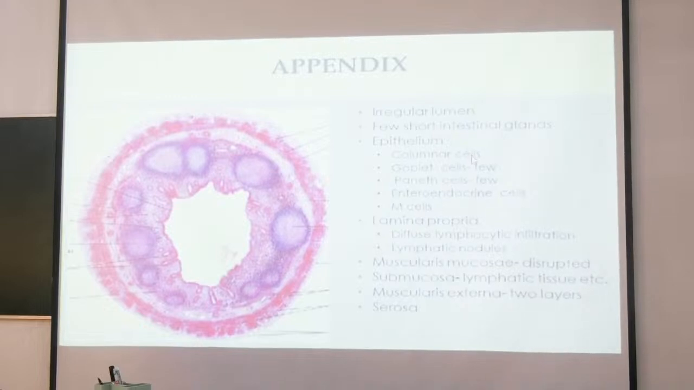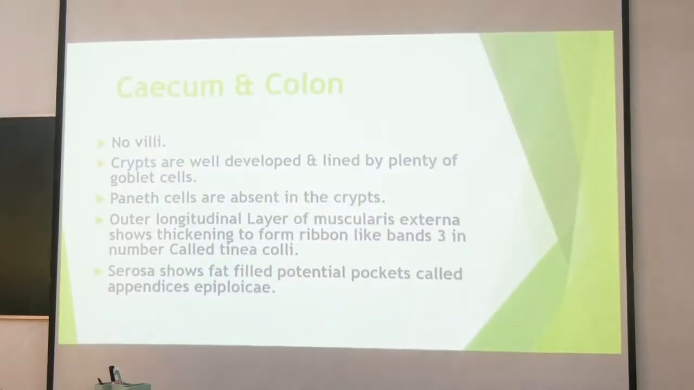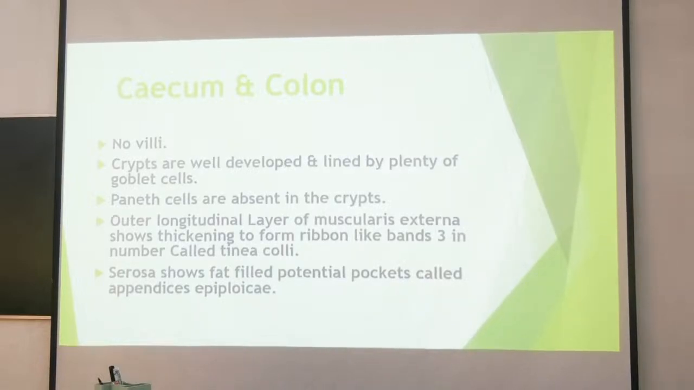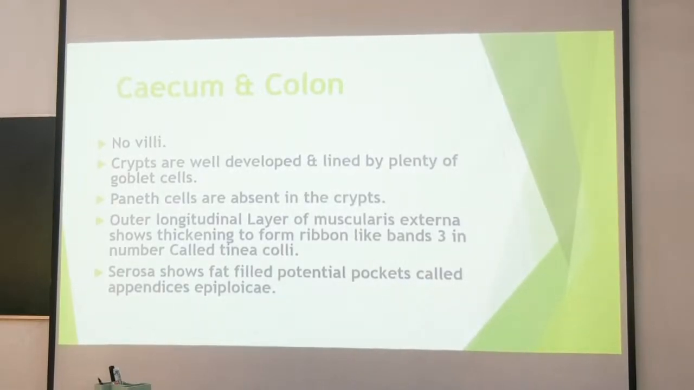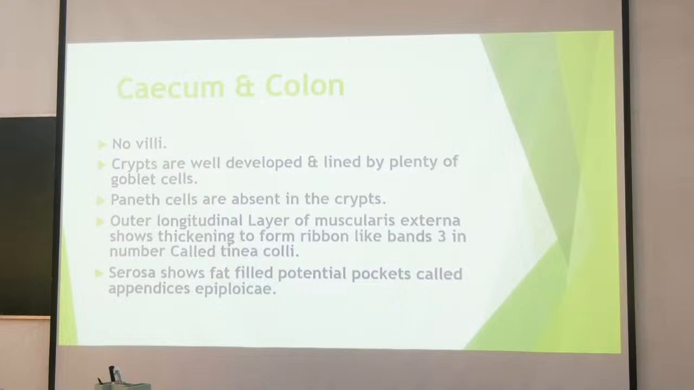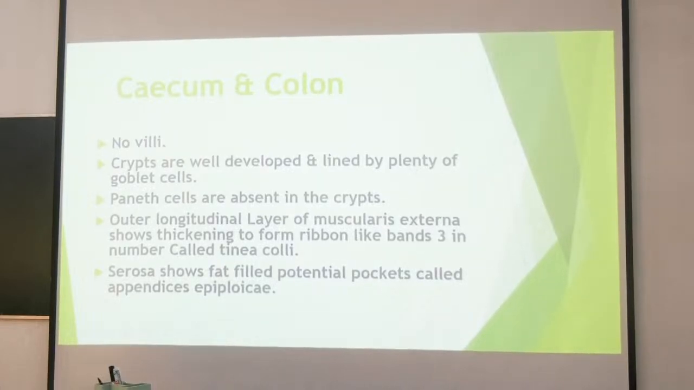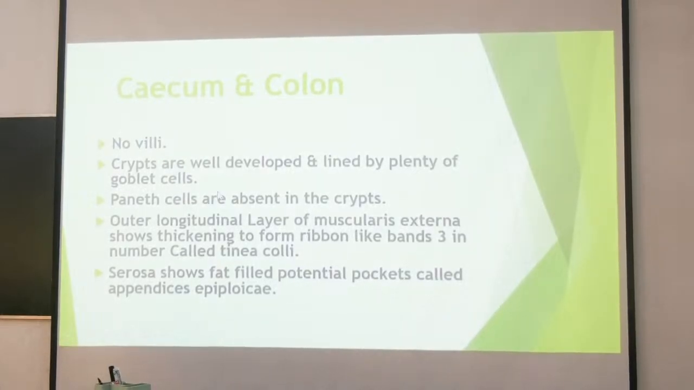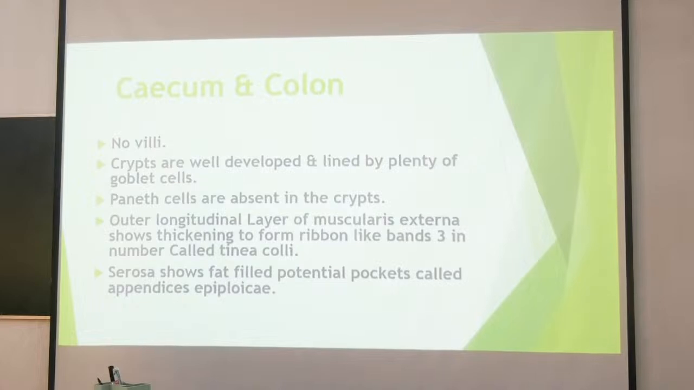This is the appendix. Now about the cecum and colon. What histological features will you get? First one is no villi. Whenever you are reading large intestine, you have to write there is no villi. Number one. Next, crypts are well developed and lined by plenty of goblet cells. Here each and every intestinal crypt is very well developed, and they are lined by goblet cells. This is the second feature.